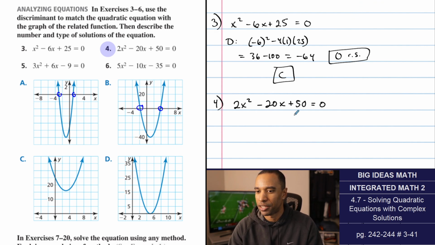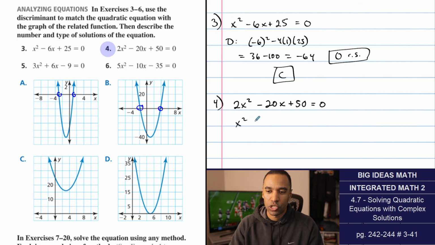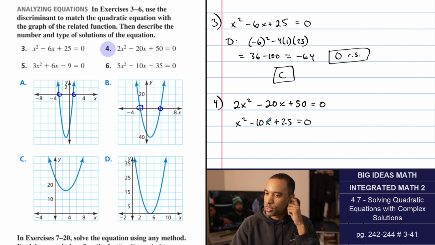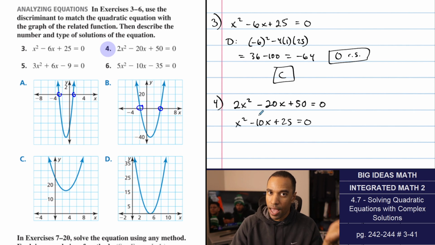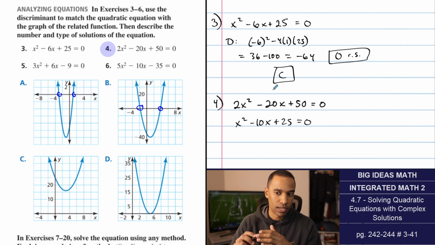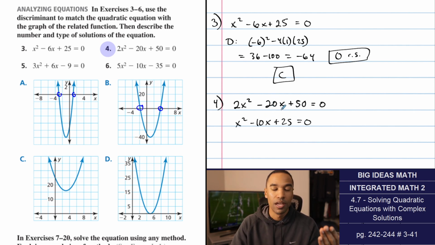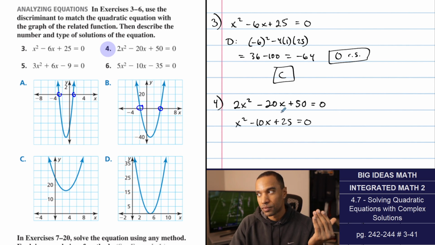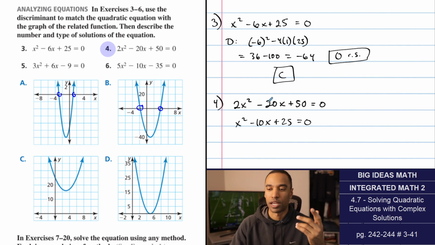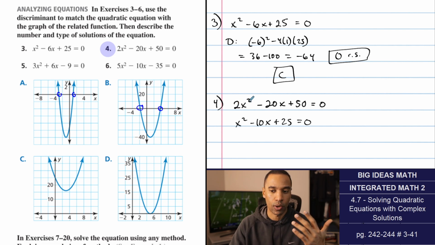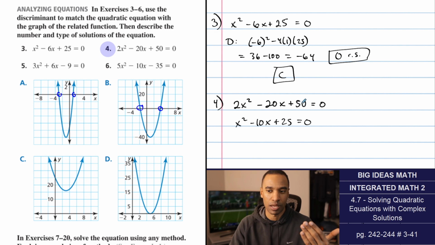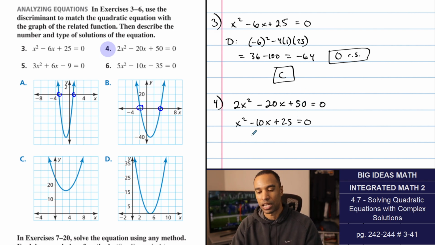Something happened with my pen here. If I divide everything by 2, I get x squared minus 10x plus 25 equals 0. So while these two equations both have the same x-intercept answers, if there are any that exist, this one will. It's a perfect square trinomial. Although that's the case, when it comes to graphing, if we look at these graphs, the y equals this equation is the one that's actually graphed. When it comes to y-intercept, I'm really looking at y-intercept of 50, not 25.